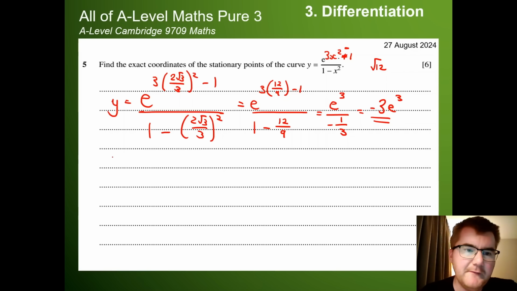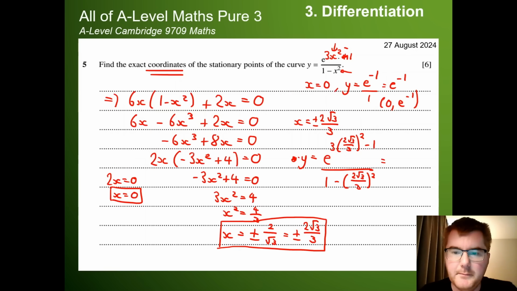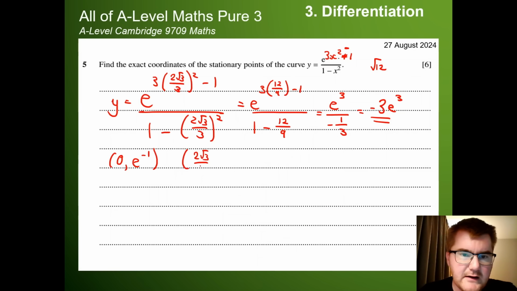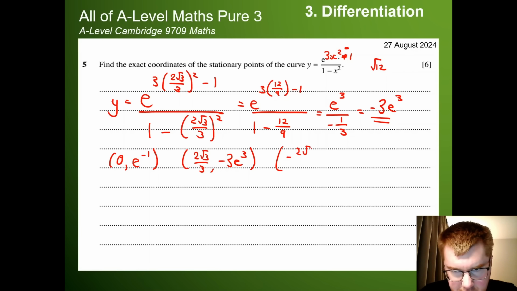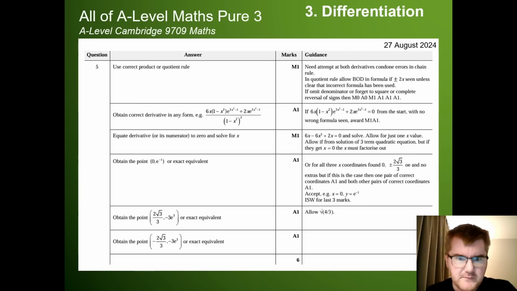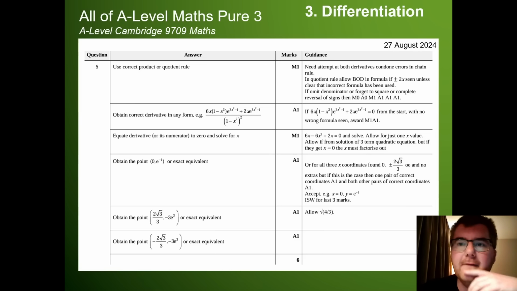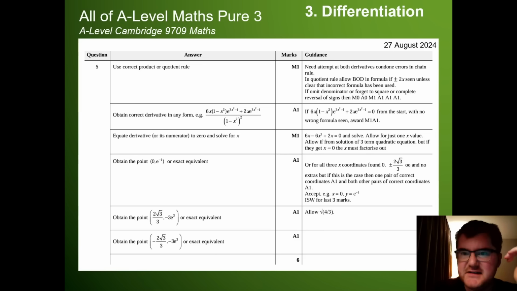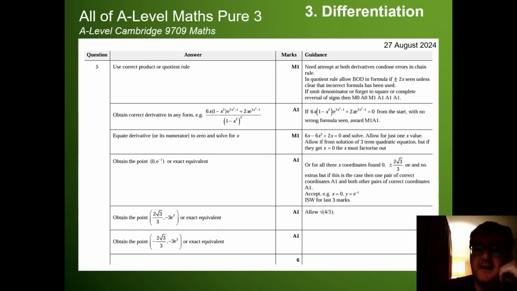Yeah, perfect. So our final answers here, let's summarize all this together. We have 0, e to the power of minus 1, and then we've got the positive version, so 2 root 3 over 3, minus 3e cubed, and then we've got minus 2 root 3 over 3, and it's the same answer because we have squareds in the function there to give us the 3 stationary points, and for all 6 marks. So you can have a look through the mark scheme here. Yeah, not very helpful, and this is why these videos are out here for you, to really go through that step by step to see exactly how we're getting to the answer.